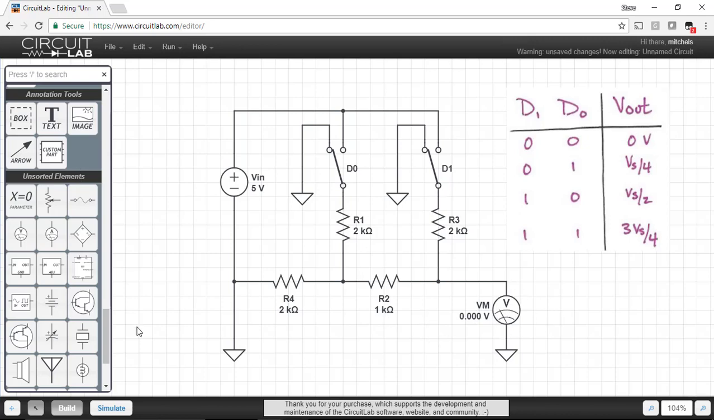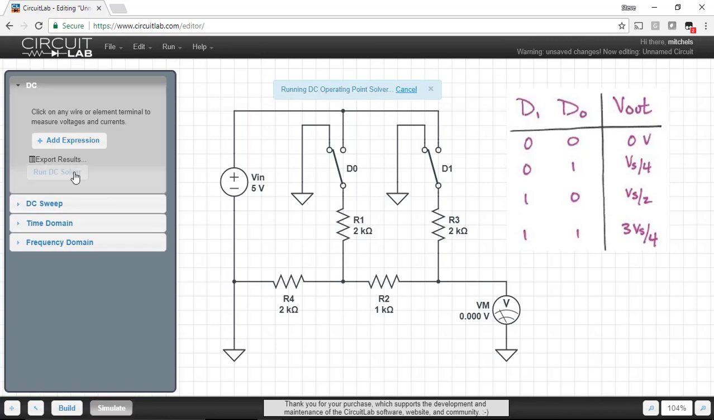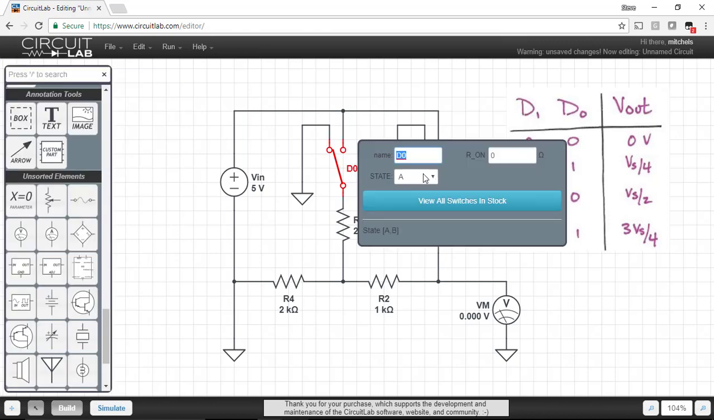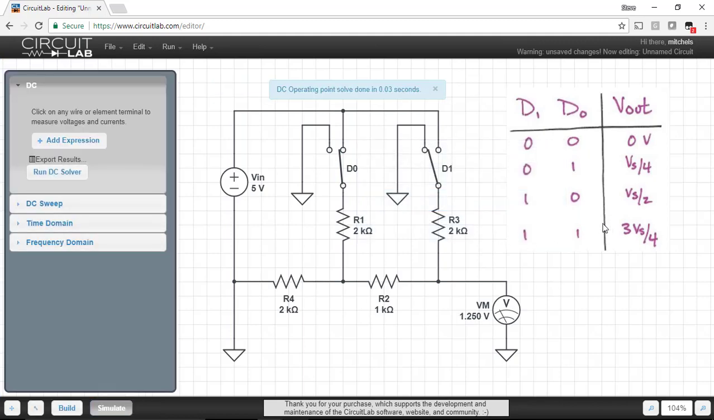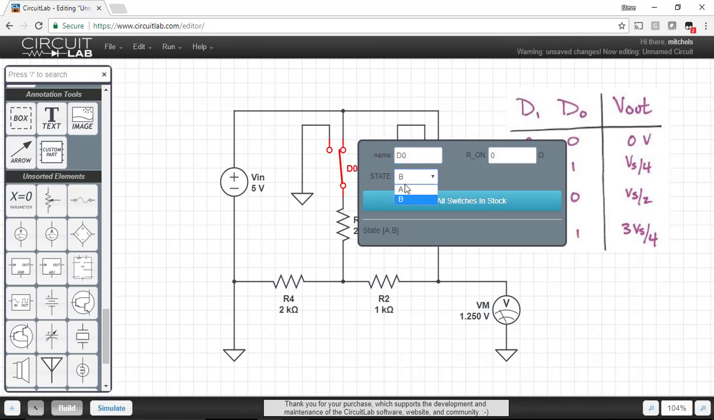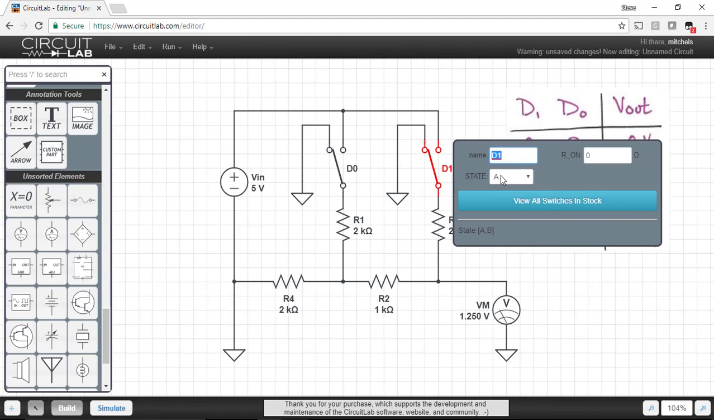If I go ahead and simulate this circuit, run my DC solver, I see that I'm expecting when both of my switches are open, I should have 0 volts output. And lo and behold, I have 0 volts output. Now let's go ahead and set D0 high and simulate. And we're expecting an output of VS over 4, which would be 5 over 4, or 1.25 volts. So that's good. Let's go ahead and set D0 low and set D1 high.